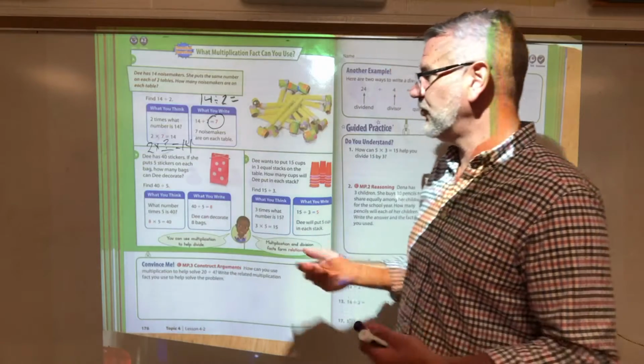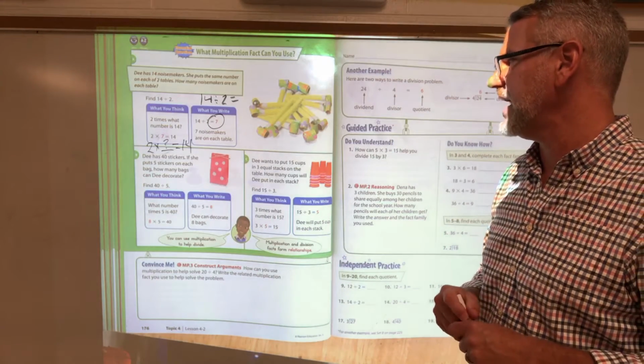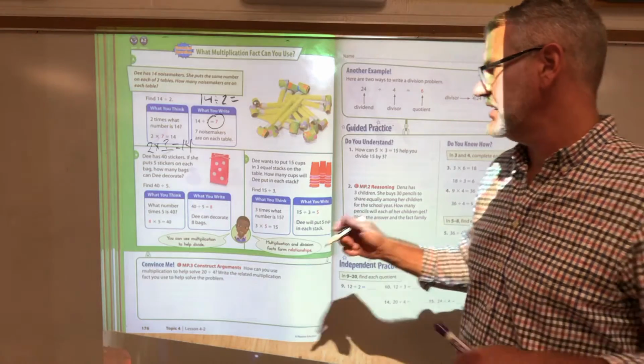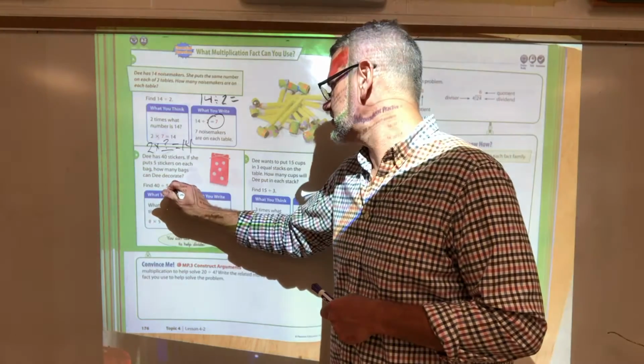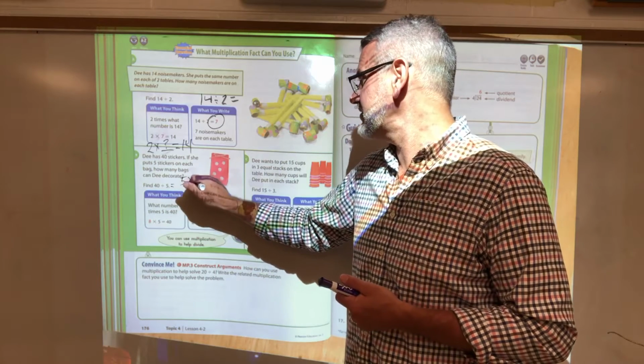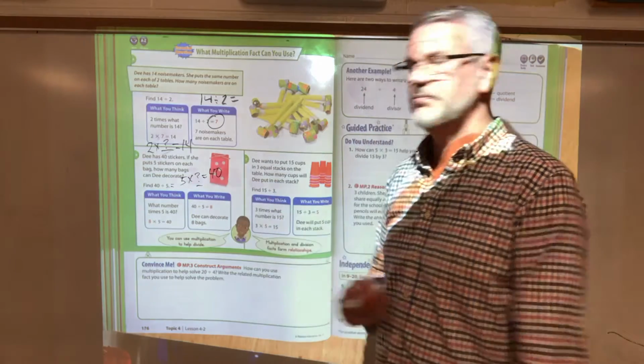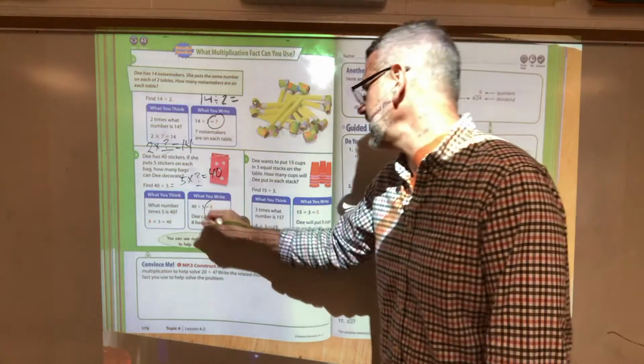Let's look at this one. She has 40 stickers. If she puts 5 stickers on each bag, how many bags can D decorate? So now we're looking at 40 stickers divided onto 5 bags. So think about 5 times what equals 40? And the answer to that would be 8.